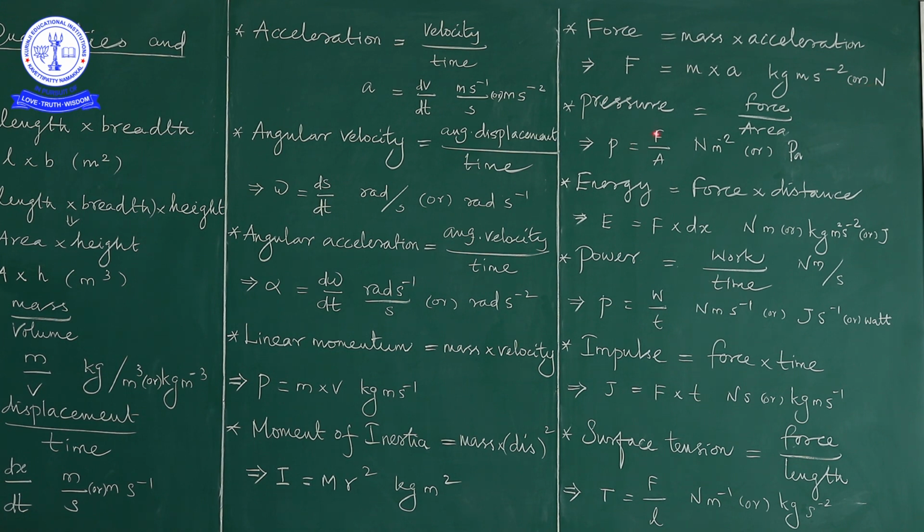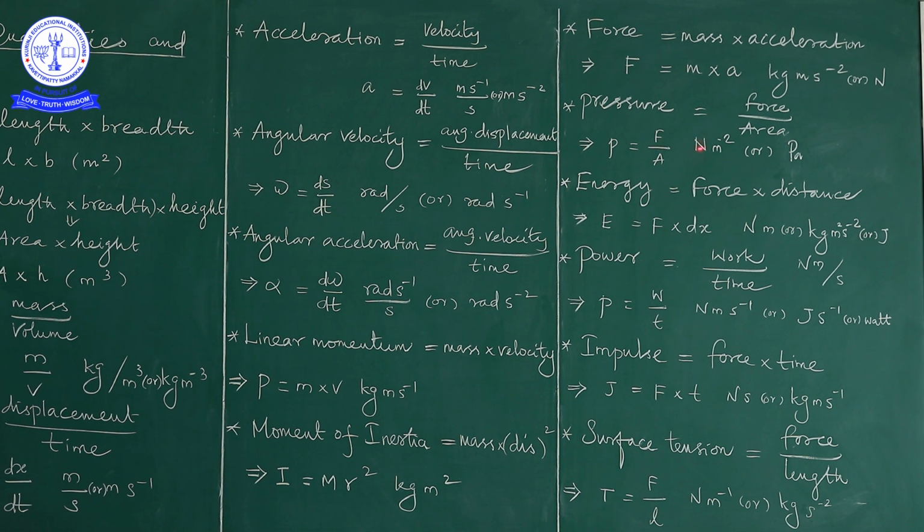And next is the pressure. Pressure is nothing but the ratio of force per area. It is nothing but force per area. So force is F, area is A. It is expressed as P is equal to F by A.